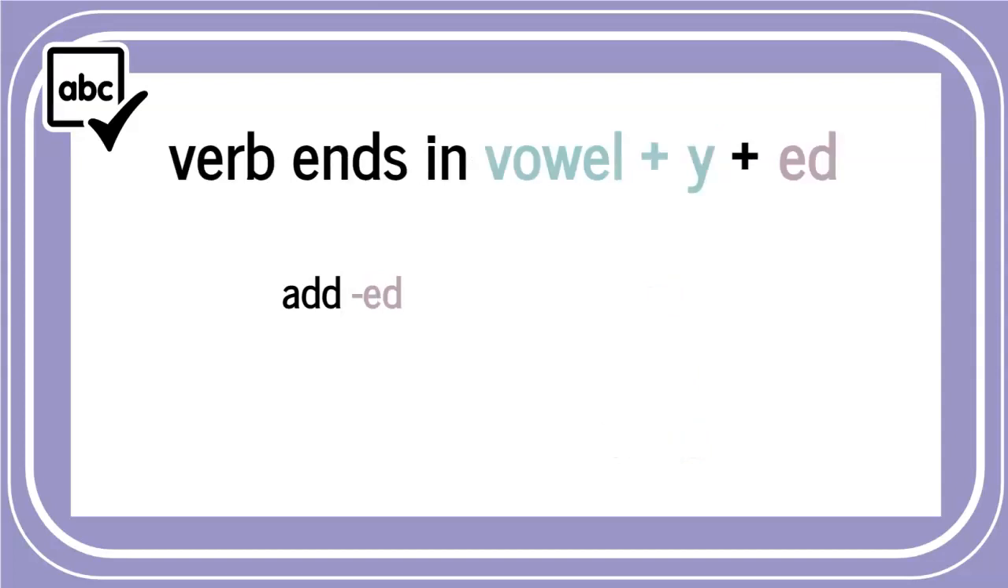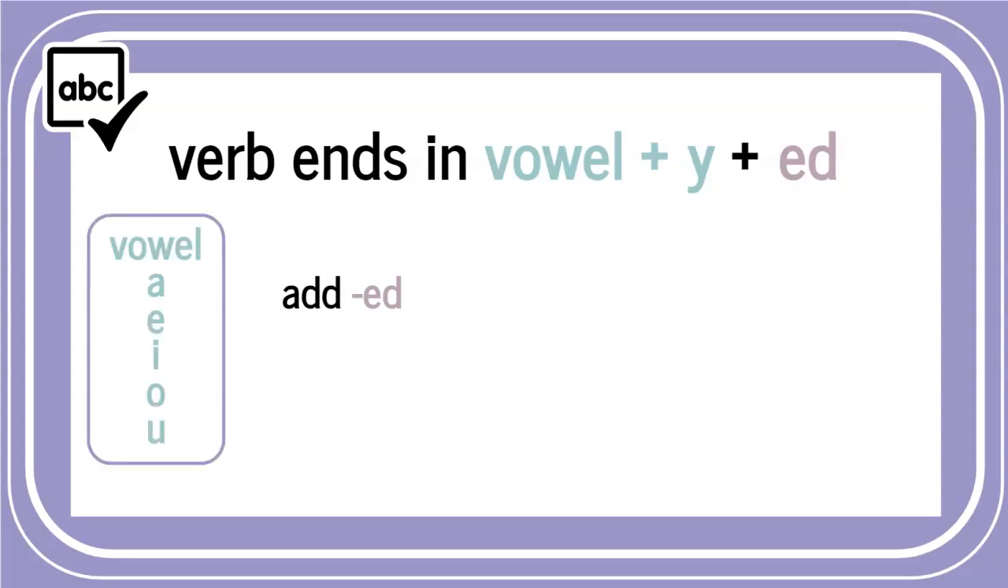Another rule is if the verb ends in a vowel and the letter Y, we will add ED. But first, what is a vowel? Vowels are the letters A, E, I, O, U. So if the last two letters of the verb are a vowel and the letter Y, we will add ED.